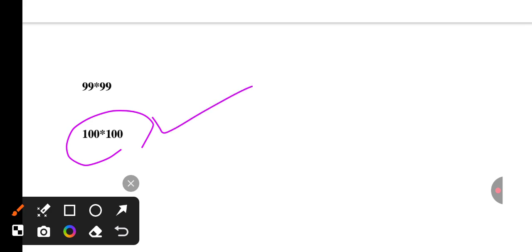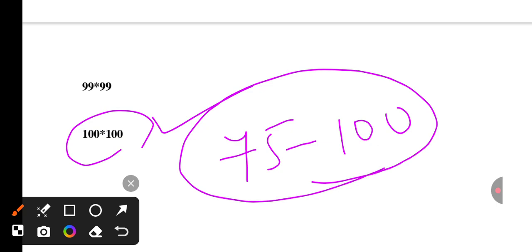Okay friends, in this video we learned how to find squares from 75 to 100. Okay, it is very useful for your government competitive exams.